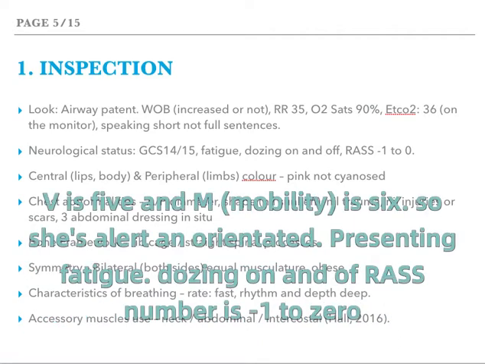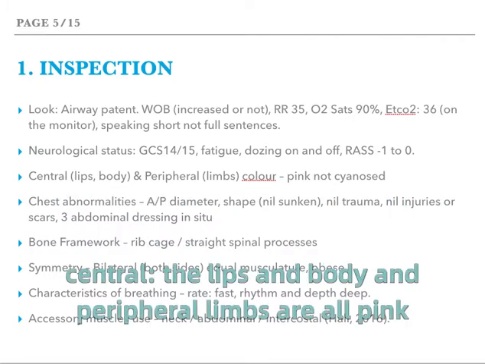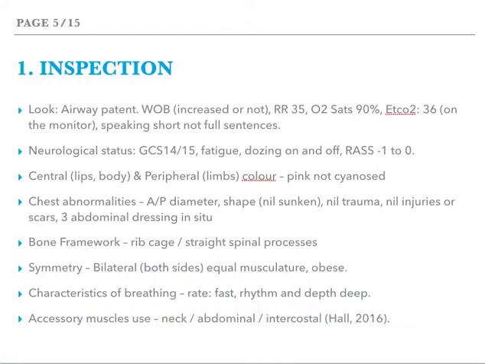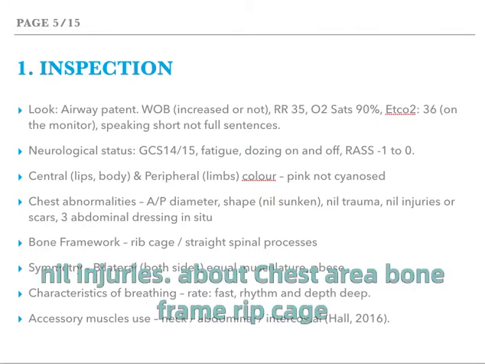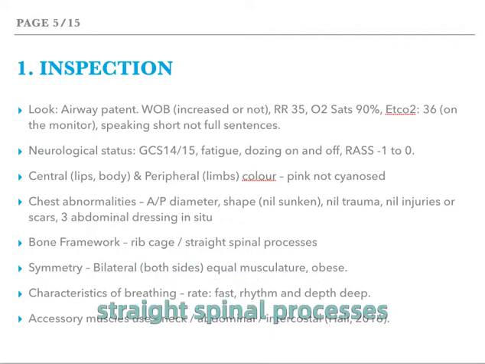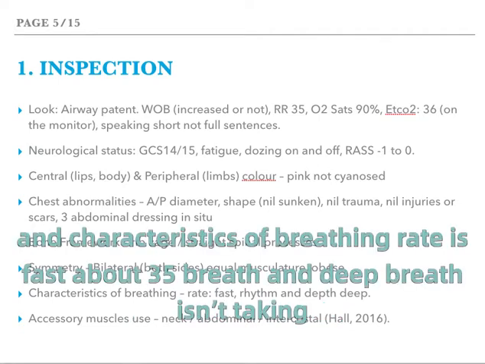So she's alert and orientated, presenting fatigue, dozing on and off. RASS is -1 to 0. Central, the lips and body, and peripheral limbs color: no cyanosis. Chest abnormalities: shape is not sunken, no trauma, no injuries to the chest area. Bone framework, rib cage, straight spinal processes. Symmetry, bilateral symmetry. Characteristics of breathing: rate is fast, about 35, rhythm and deep breaths.